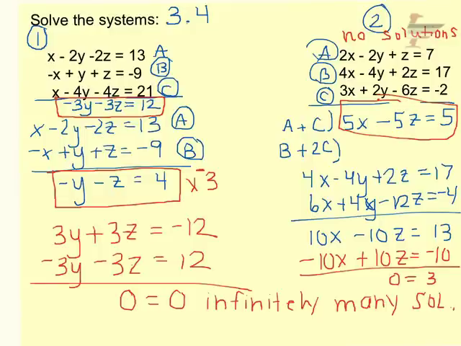So this example 2 is an example of null solutions. So bottom line, don't be alarmed if your variables wipe out on you. It's just either infinitely or null solutions.